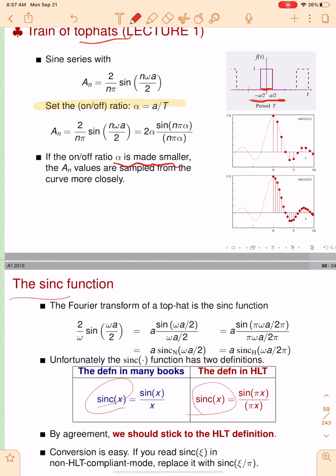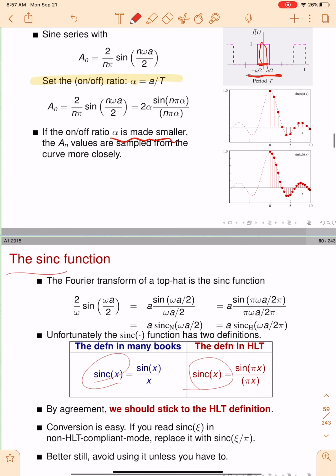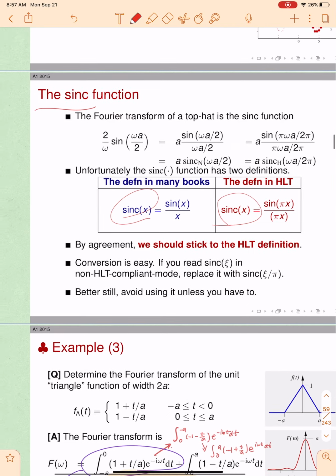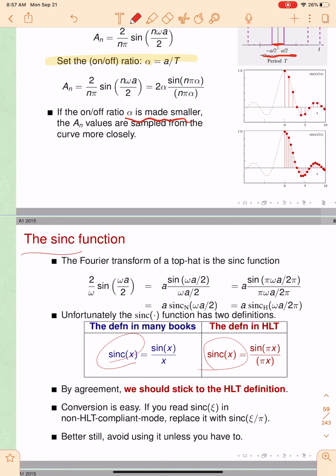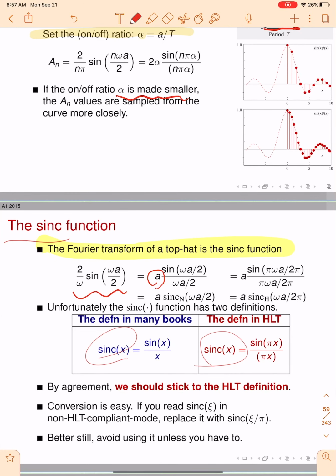If a is made smaller, so these are smaller, then it will be sampled more closely. The Fourier transform of a top hat is a sinc function. This will need to be remembered. It doesn't look like a sinc function at first, but you rearrange it. You want to get omega a divided by 2 on the bottom, so you will times an a at first in the front. So you will get a sinc function.